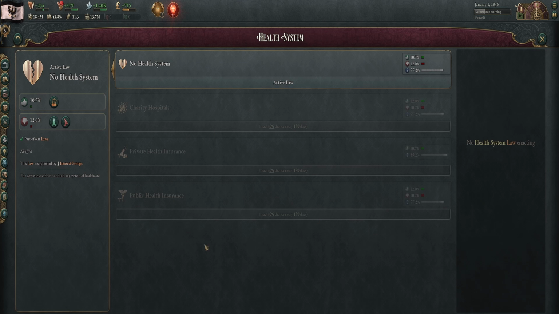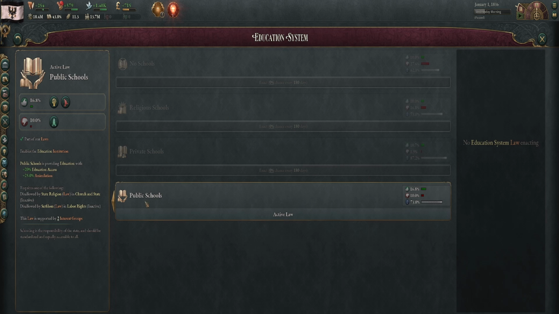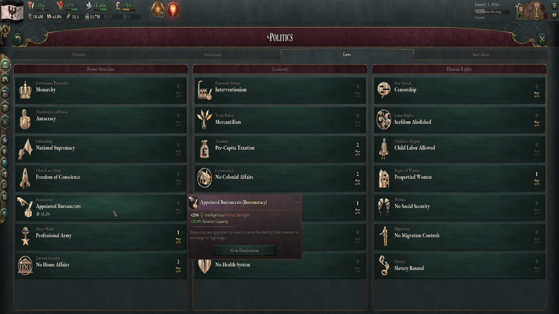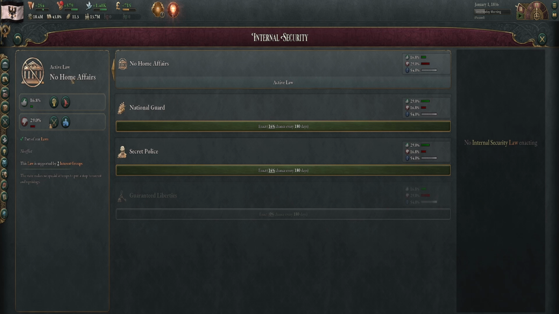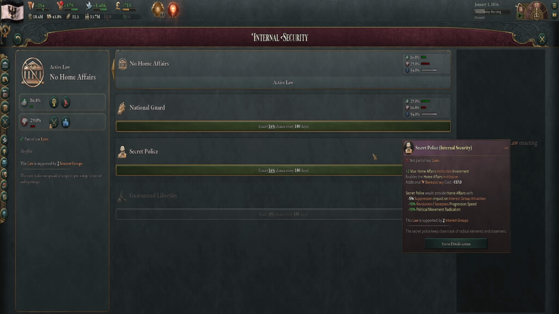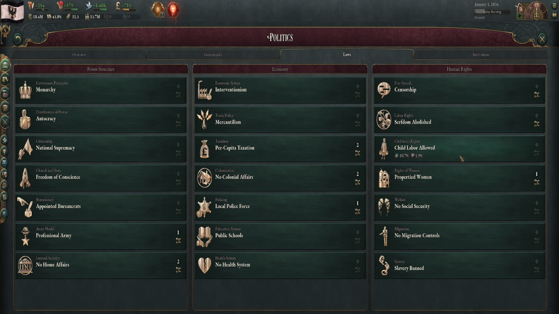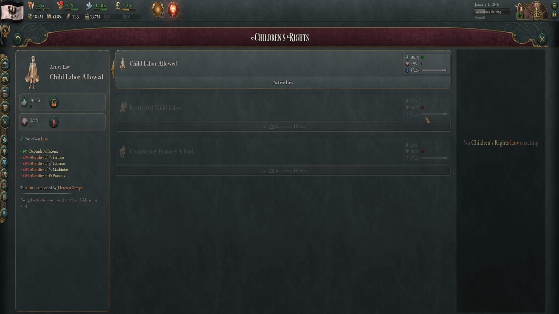For example, the health system is a really good one. Public schools is a really good one. Private schools, public schools, they're both really good, because usually we start off with no schools or sometimes religious schools and stuff. You want to get to the bottom of the thing here. Obviously, a professional army would be really good. Sometimes you start off with peasant levies. Then you have the internal things. You're probably going to want to go for secret police. These guys will take care of your potential revolutions and effectively rebels, right? Children's labor laws.